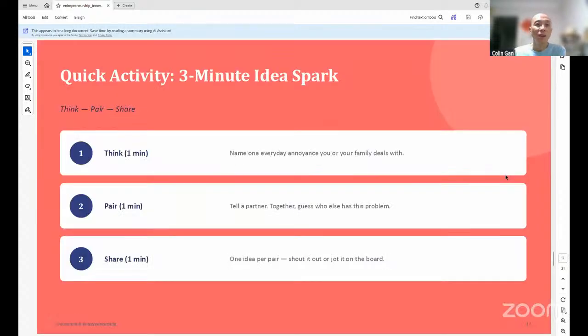Okay. So now we are going to do a quick activity, a 3-minute idea spark. Hopefully you can work together in pairs, think about what you want to solve, and share with your partner what you want to do. Maybe you can work with each other now. Maybe you can have 10 minutes doing that, and after that, I'll call on some of you to share briefly what you thought about.